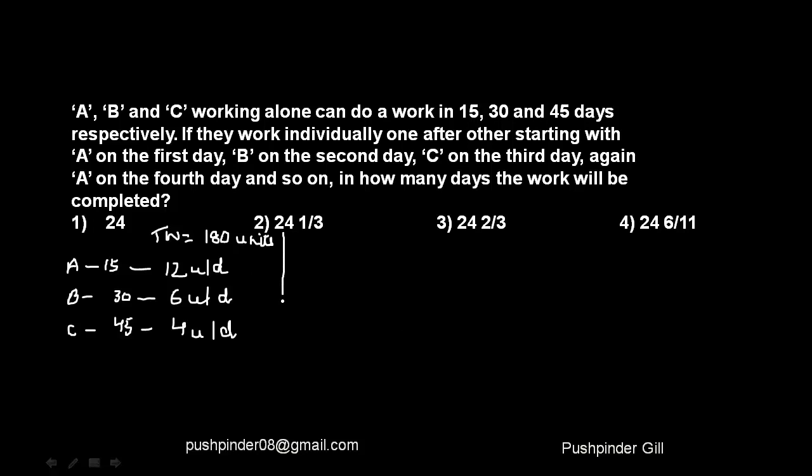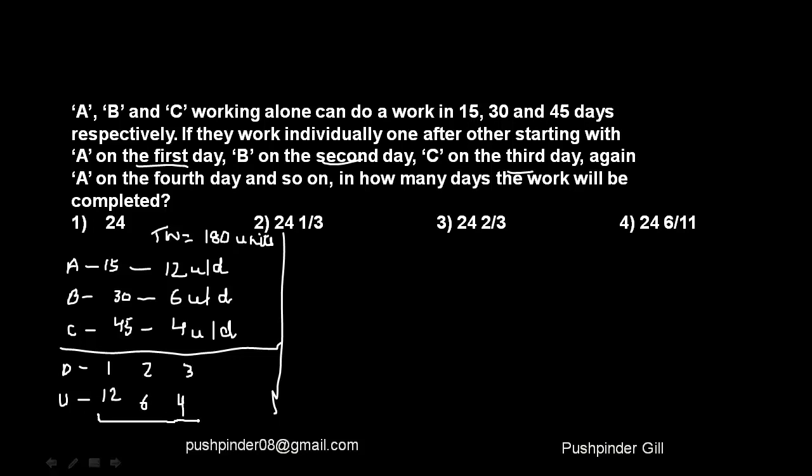Fine. So now let's get on with the question. Days are here and units are here. A works on the first day, B on the second day, and C on the third day. So A works on the first day and finishes 12 units. B on the second day finishes 6 units. C on the third day finishes 4 units, and that's how the cycle repeats. Which means that in a span of 3 days, they are going to finish 22 units.